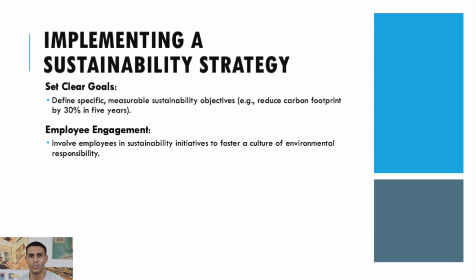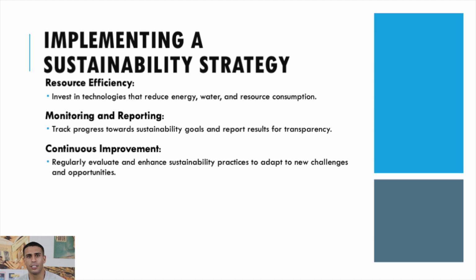Implementing a sustainability strategy. For companies starting their sustainability journey, here are a few key steps. 1. Set clear goals. Define specific and measurable sustainability objectives, like reducing carbon footprint by a certain percentage. 2. Employee engagement. Involving employees in sustainability initiatives promotes a culture of responsibility. 3. Resource efficiency. Investing in resource-efficient technology, like LED lighting or water recycling, can lead to substantial savings.